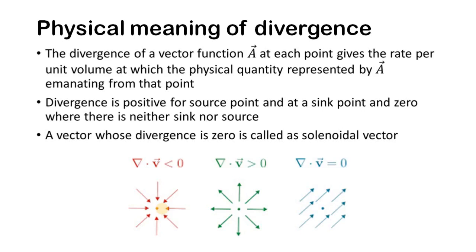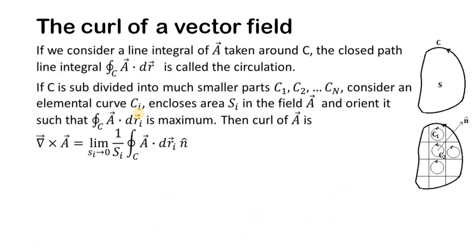Divergence of current density at a point gives the amount of charge flowing out per second per unit volume from a small closed surface surrounding the point. When the divergence everywhere is 0, it means the flux entering any element of space is exactly balanced by that leaving from it. A vector whose divergence is 0 is called a solenoidal vector.